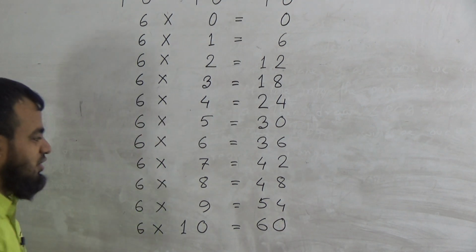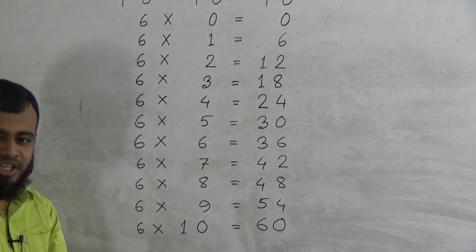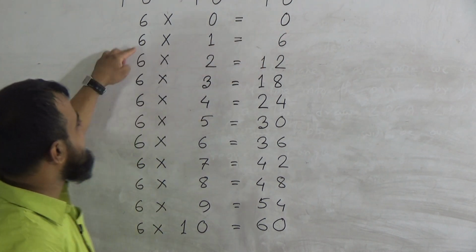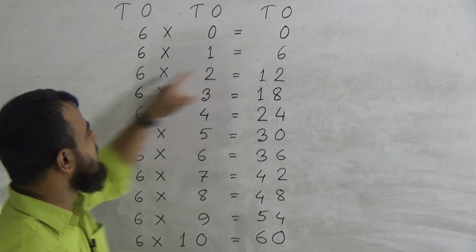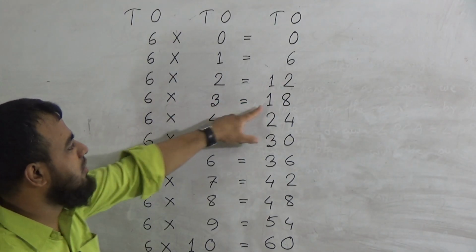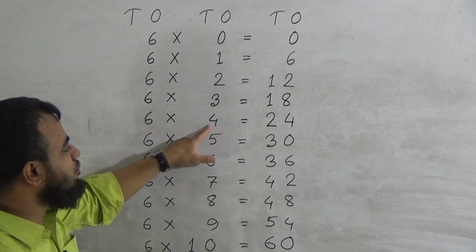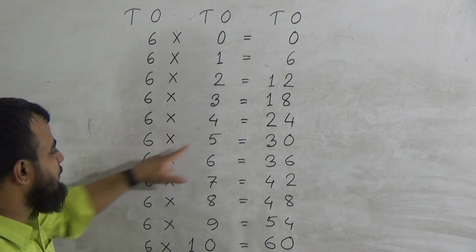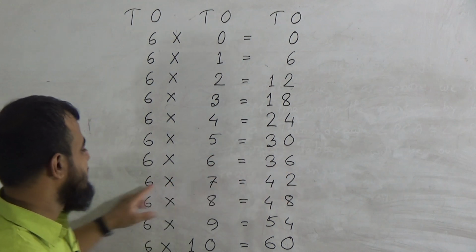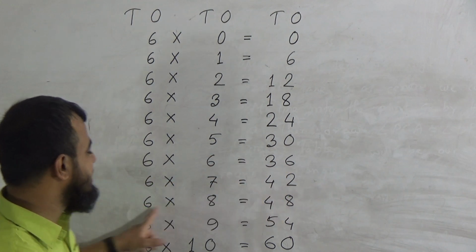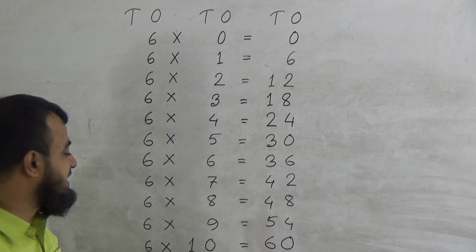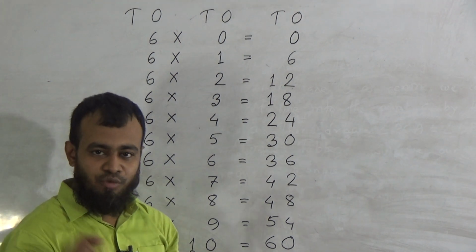I repeat again, my dear students, to memorize the times table you should say like this. 6 zeros are 0. 6 ones are 6. 6 twos are 12. 6 threes are 18. 6 fours are 24. 6 fives are 30, 6 sixes are 36, 6 sevens are 42, 6 eights are 48, 6 nines are 54, and 6 tens are 60. I hope you have understood.